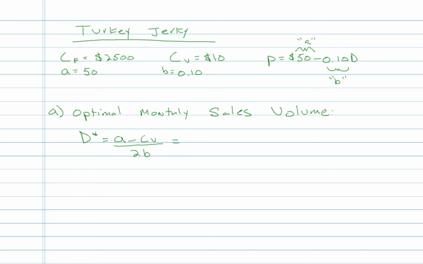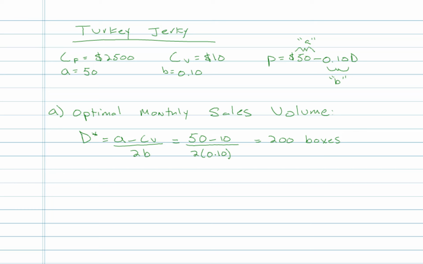So if we substitute the values that we know into that, it's 50 minus 10 divided by 2 times 0.10, and that is 200 boxes of their product. So that's how many they should aim to sell if they want to maximize what their profit is going to be.